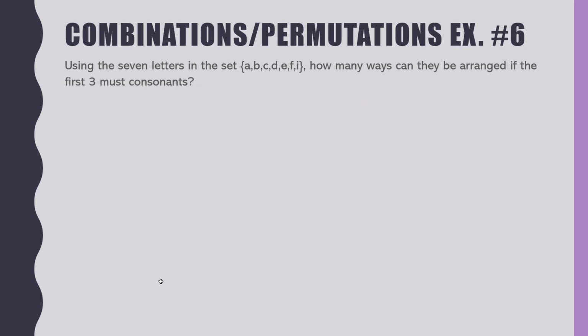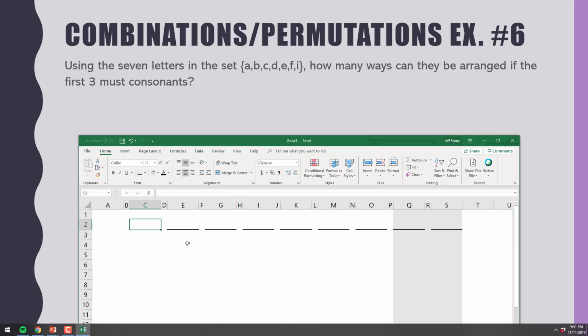Next up, using the 7 letters in this set, that's A, B, C, D, E, F, I, how many ways can they be arranged if the first 3 must be consonants? All right, let's take a look at this one here. Using the 7 letters in the set, how many ways can they be arranged if the first 3 must be consonants? Well, the consonants are B, C, D, and F. That's 4 consonants, right? So there are only 4 choices for the first.